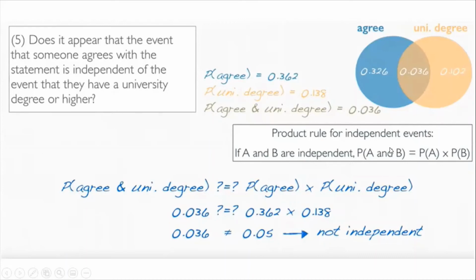So we say that the probability of A and B should be this one. If this is the case, then A and B are independent. But here we don't have the same value on each side of the equation. So we say that it is not independent, meaning that they have a relationship. Okay, they have an association.